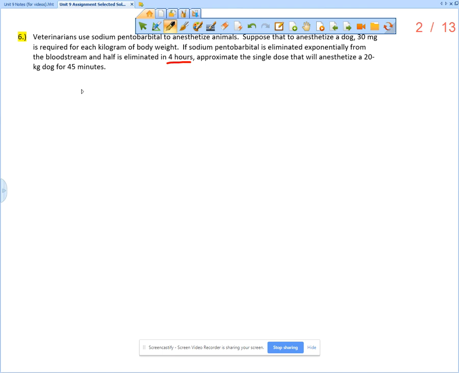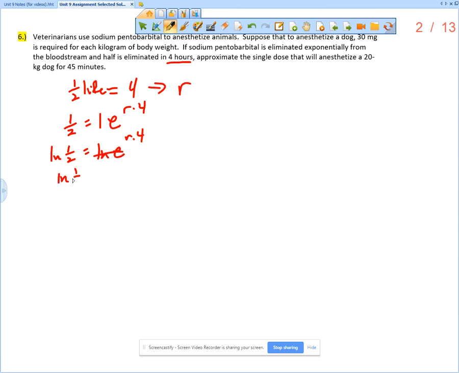The half-life is 4 hours, but that leads you to a rate of decay, so we have to find that first. 1/2 equals 1 times e to the r times 4. We take the natural log of both sides: the natural log of 1/2 equals the natural log of e to the 4r. The natural log of e cancels out, leaving the natural log of 1/2 equals 4r. Divide by 4, so r equals the natural log of 1/2 divided by 4. We'll hold on to that value.